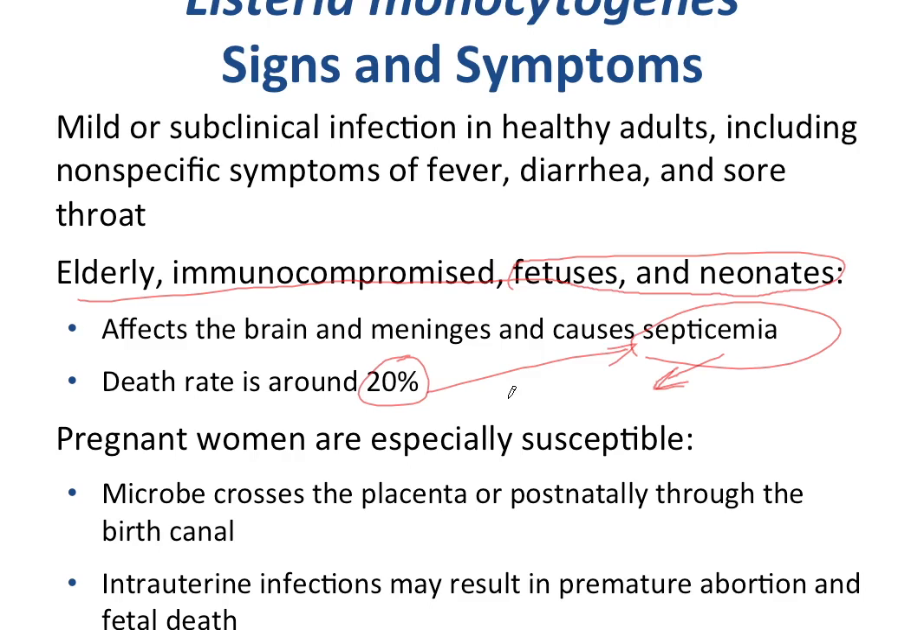So pregnant women are susceptible. Okay, because this bacteria can cross the placenta to cause fetal infections. Okay, it can also transmit to neonates through the birth canal. So intrauterine infection can cause abortion or fetal death. Okay, stillbirth.